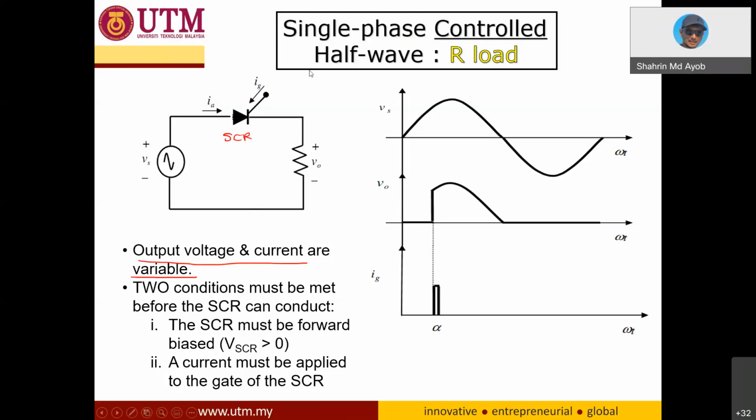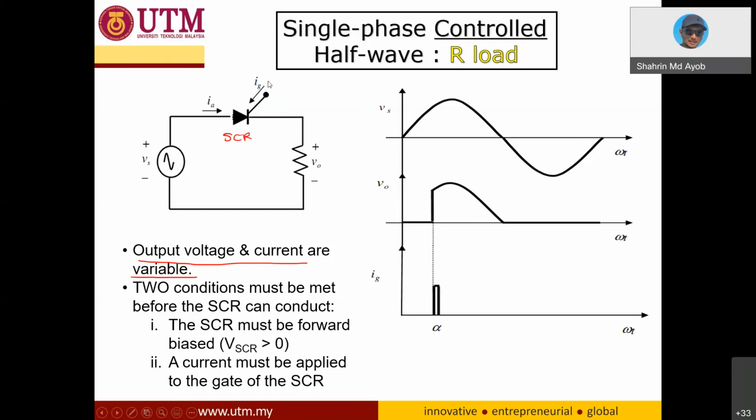In order for this SCR to turn on, there are two conditions that must be met. The first one, you need to ensure that the SCR is in forward bias. The second condition, you need to apply a triggering signal, which is an IG current, to the gate terminal of the SCR. As you can see here, this one is the voltage source waveform, this one is your V output waveform, while the third waveform is the triggering signal applied to the gate terminal.